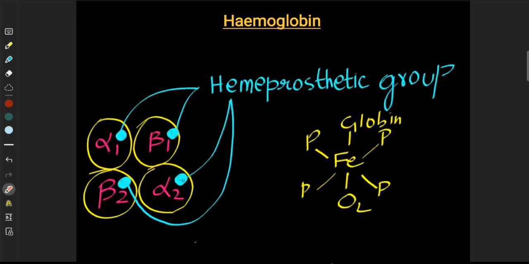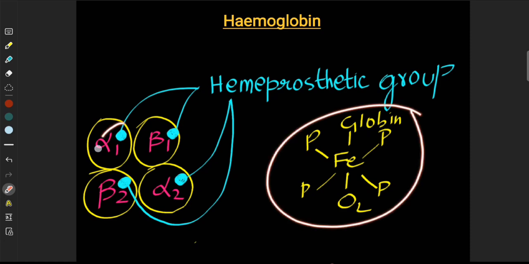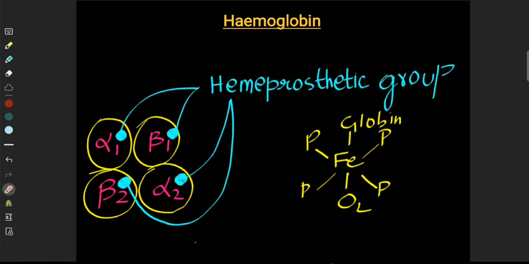Okay, so every tertiary structure present in the hemoglobin contains a heme prosthetic group, and 4 heme prosthetic groups are present over here. This is one heme prosthetic group, right? So with each heme prosthetic group, one oxygen will be attached. Therefore 4 oxygen molecules will be attached to hemoglobin.